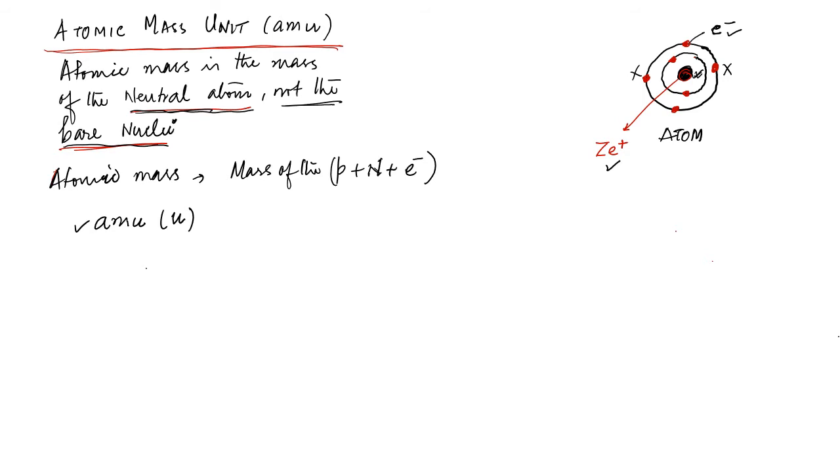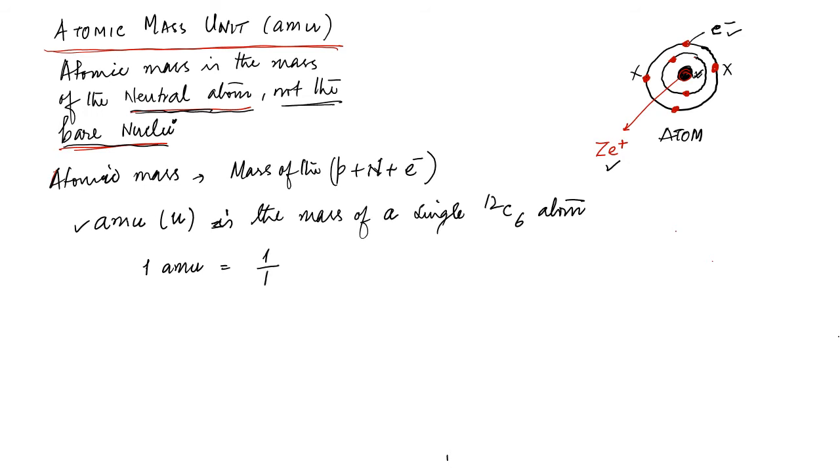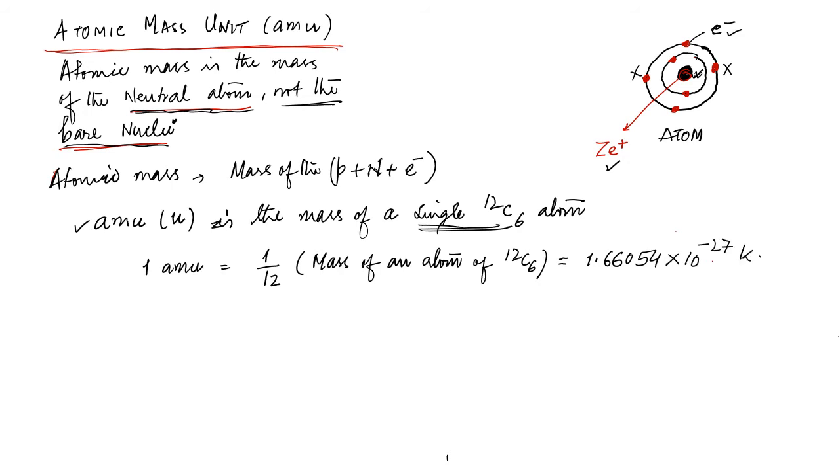So you already know from the 12th class how you define atomic mass unit. It is defined as 1 by 12 of the mass of a single carbon-12 atom, which is the most abundant atom. This is the atomic mass unit, and we calculate it as 1.66054 into 10 to the power minus 27 kilogram.